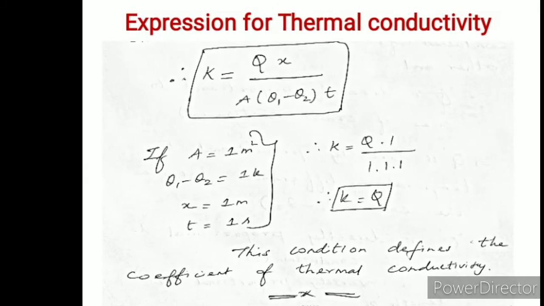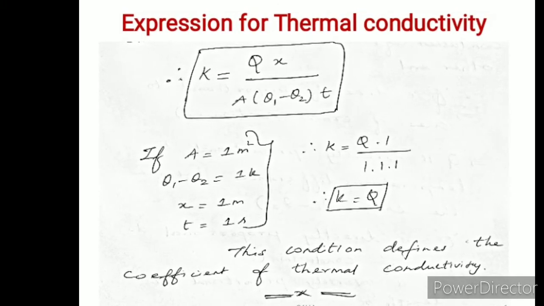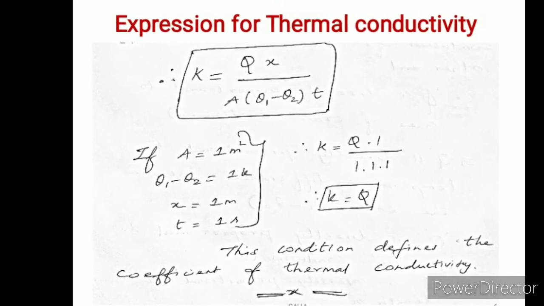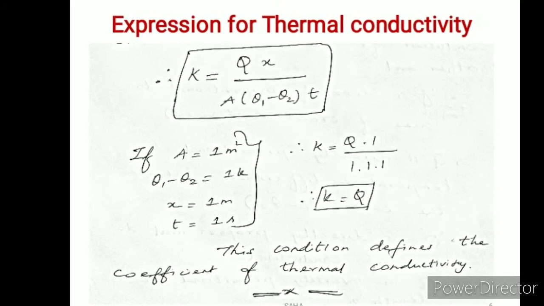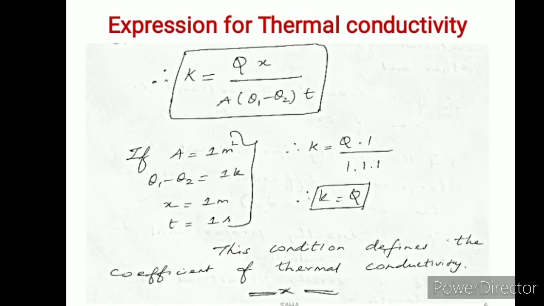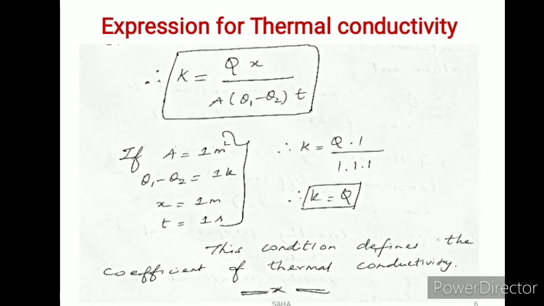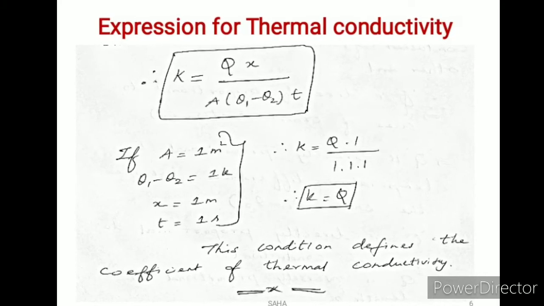The earlier equation was Q equal to, but now we are changing the equation: K is equal to Q x divided by A into (theta 1 minus theta 2) into t. So the last equation we just rearranged based on the K value.